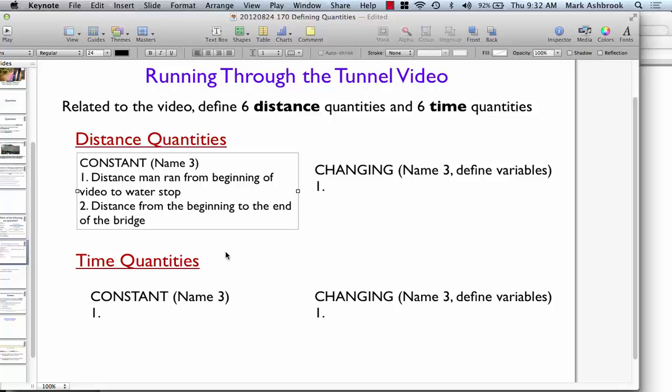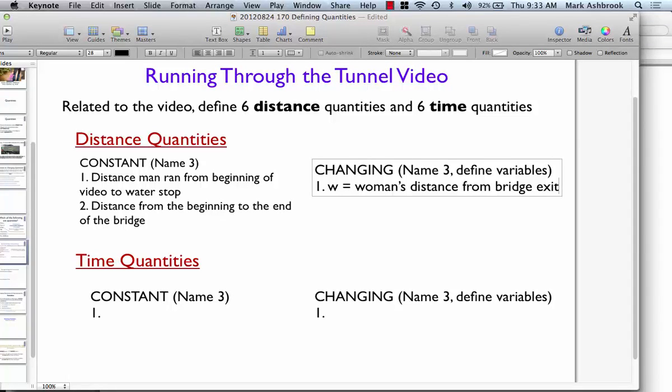We're going to go on for time's sake. How about a changing distance quantity in this situation? And we're going to actually define the variable. Yes, sir. Distance of the woman from the exit of the bridge. Okay, so what variable do you want to call that? W is the woman's distance from to where? From the exit of the bridge. From the bridge exit.